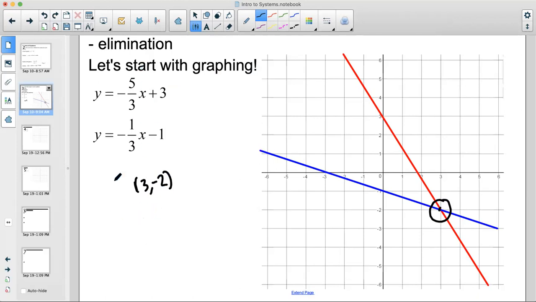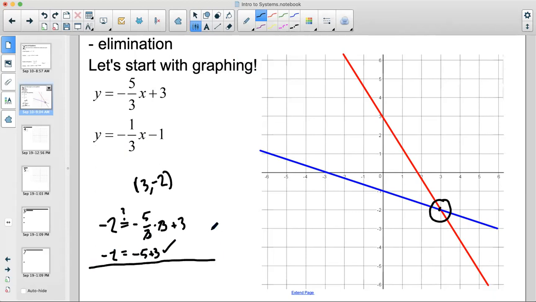So we could just check, just for fun. I'm going to plug in -2 for y and 3 for x and see what I get. So -2 equals maybe -5/3 times the x, which is 3, plus 3. Let's see, -2, is that equal to -5/3 times 3? Those 3s cancel out, and you get -5 plus 3, and that is true. -5 plus 3 is -2, so that one works. Now try it again for the second one.